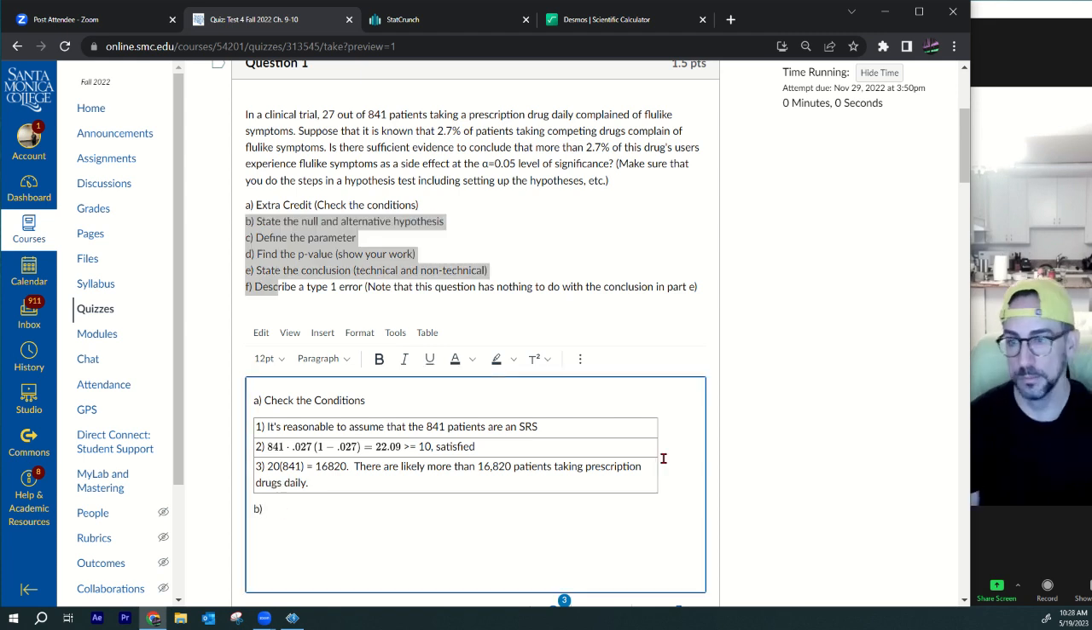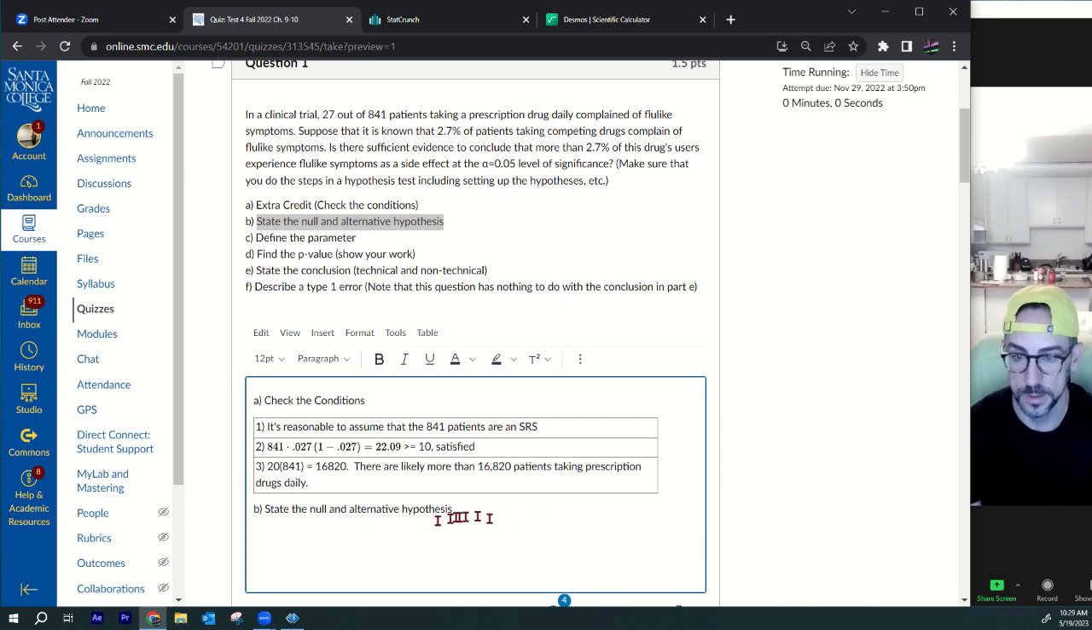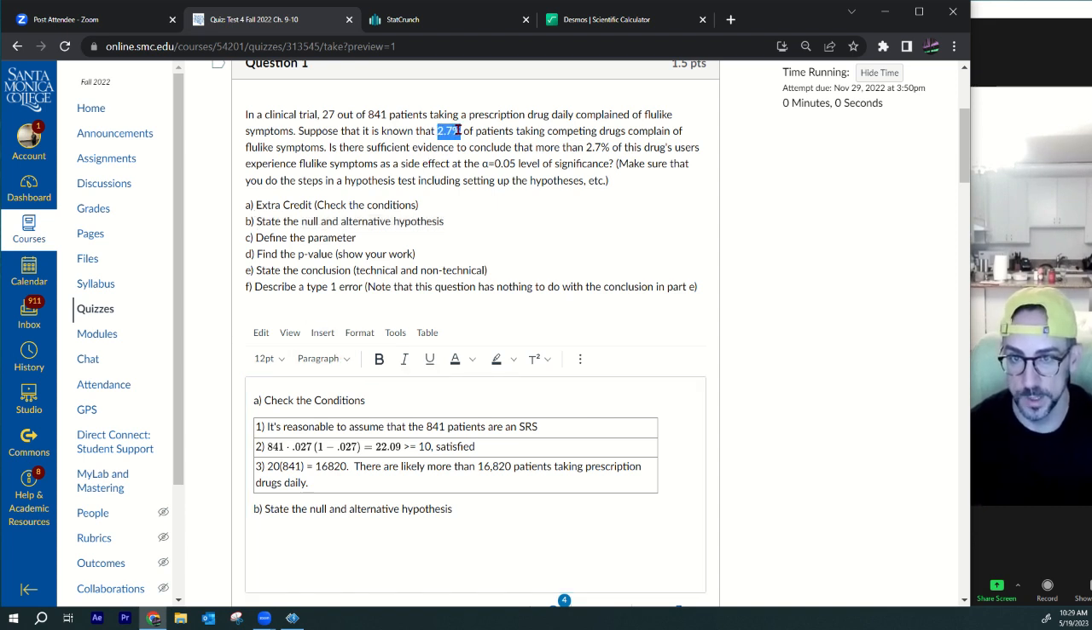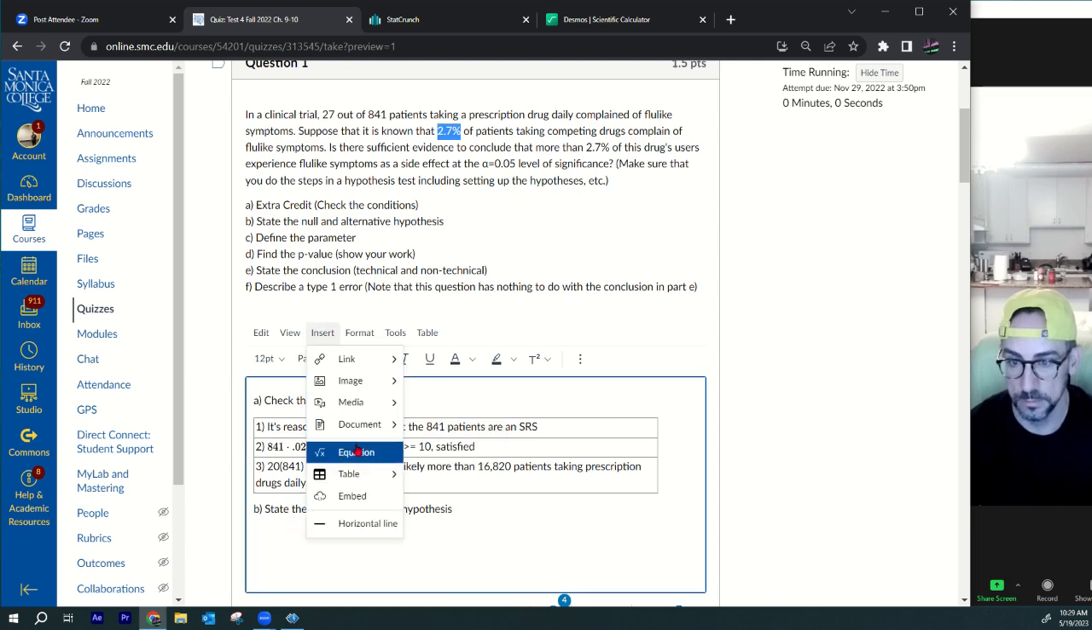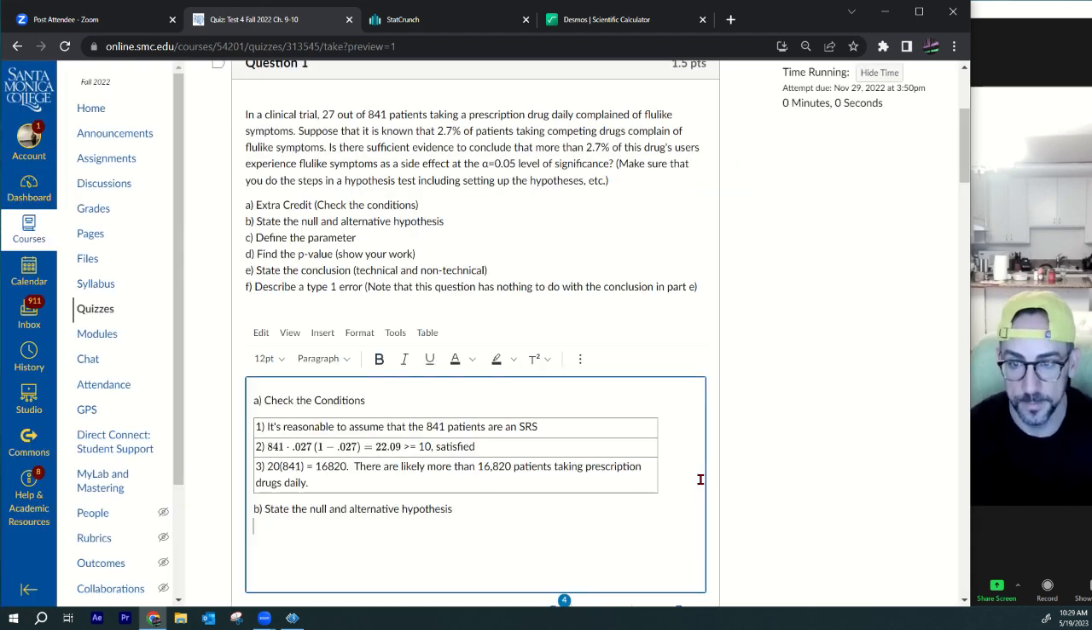State the null and alternative. Okay, B. Let's just say B. If you want to be super fancy, or super organized, you could always do this: Control C, Control V. State the null and alternative hypothesis. Now, how will I do this? We know that it's this number, 2.7%, so watch how I'm going to do it. Insert equation H subscript 0. See, p equals, is it capital P or lowercase? Lowercase p is fine. 0.027, and then the alternative hypothesis, well, I can't do it, so I'm just going to press done.